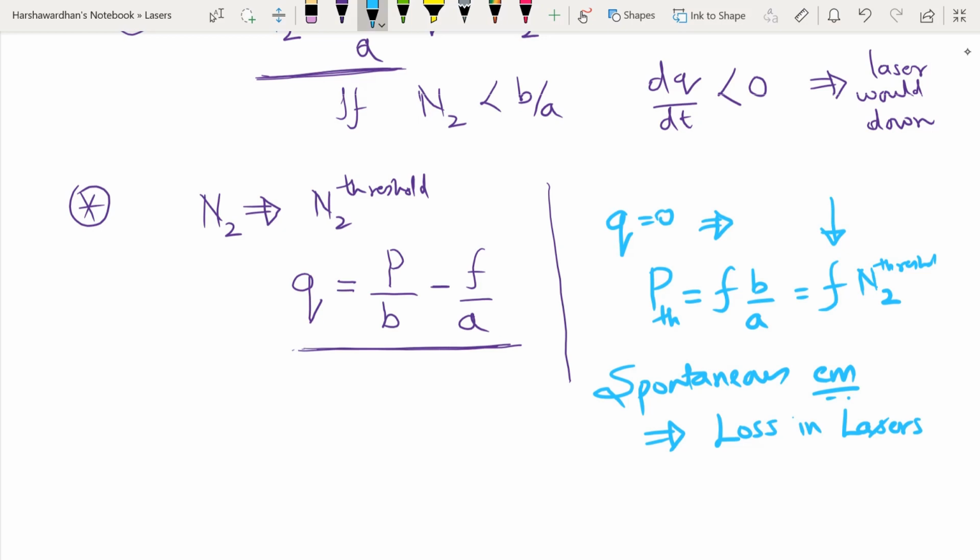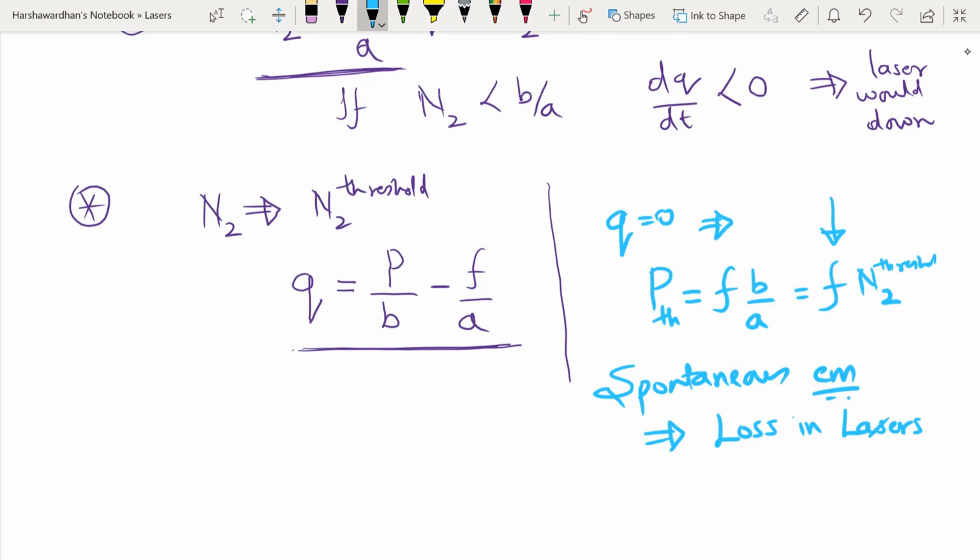That is why you would have heard this word that we look at states within atoms which are known as metastable states. That is, states which are long-lived, and hence the rate of spontaneous emission is significantly less from such metastable states.